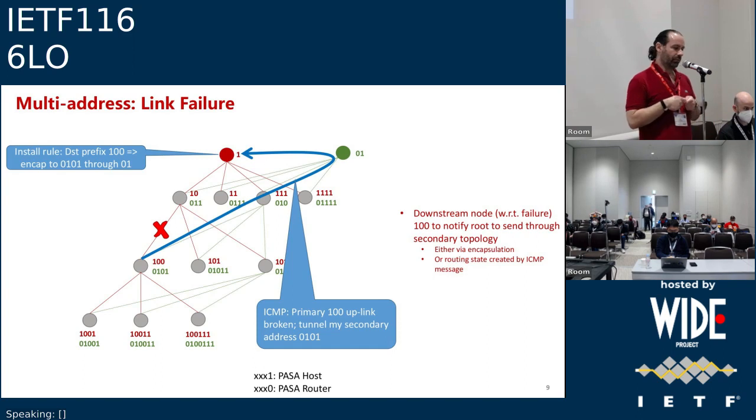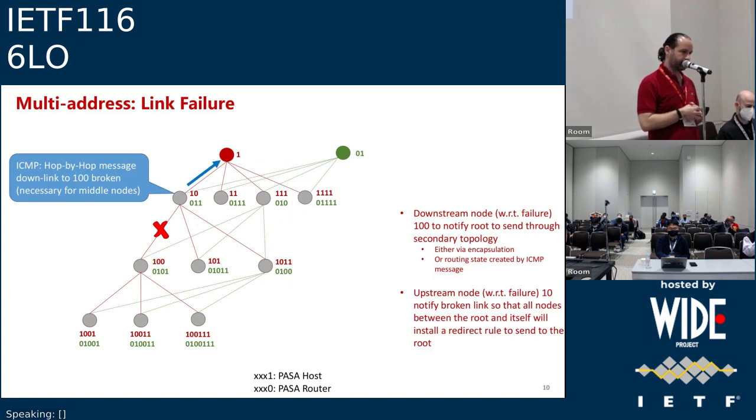So basically, if we look at the primary topology, the red address is 100. So 100 is signaling I have an upstream link failure. Please tunnel all the traffic to me through the secondary topology, which uses as a destination address my green address 0101. Then I can decapsulate and send to all my children. So the root has to install a rule that says if the destination prefix starts with 100, encap and go through the secondary topology.